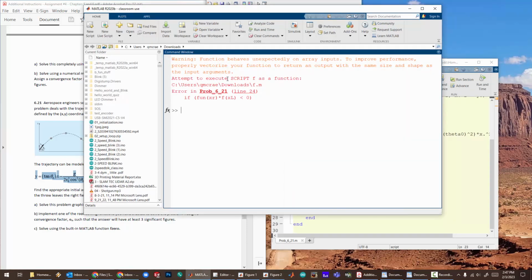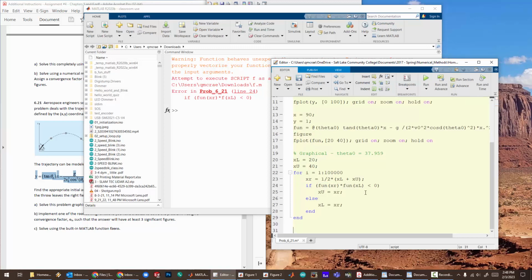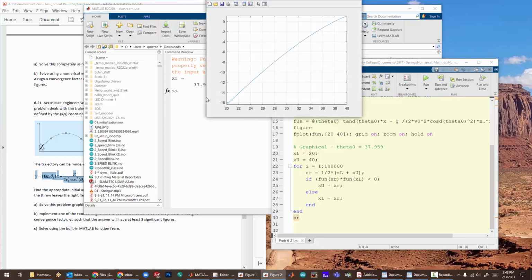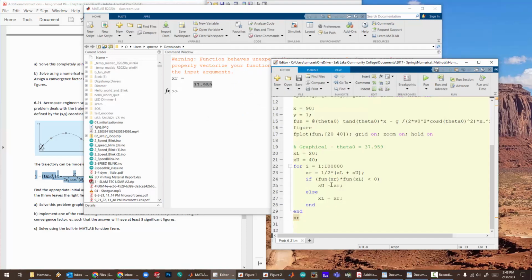So what mistake did I make? F is a function. Did I call it F? I did function here, but I forgot to rename it there. Function. And since I did this, let's real quick look at XR and see what XR actually gives us. Boom, run that. And hey, look, it's the same answer, 37.959. Congratulations to us. Okay, so this is a very finely accurate but extremely inefficient implementation of the bisection method, right?